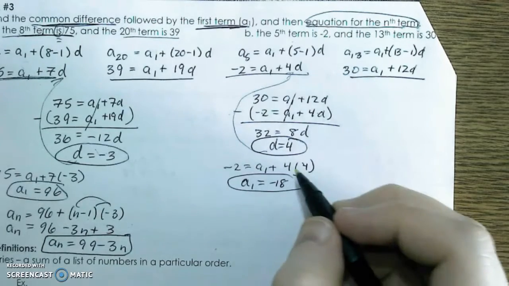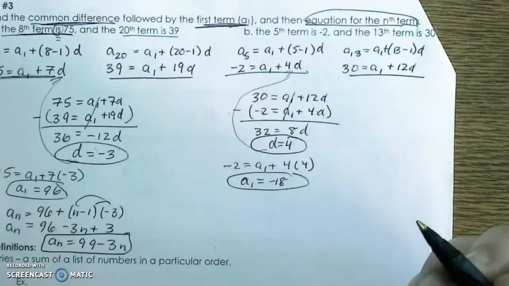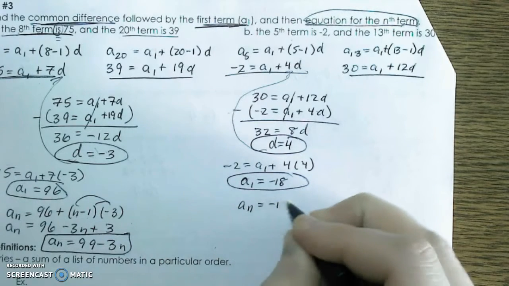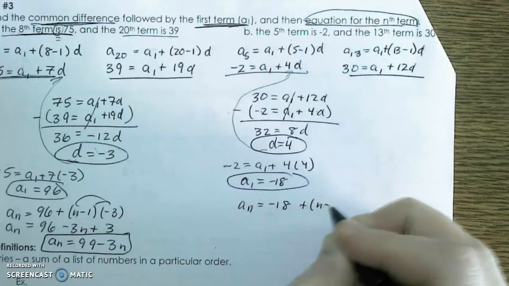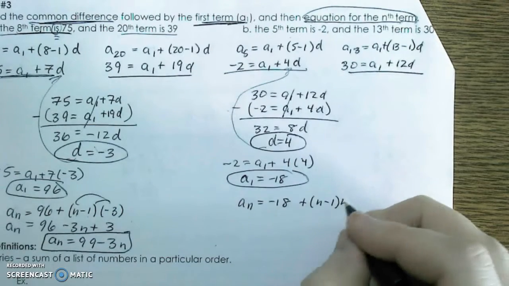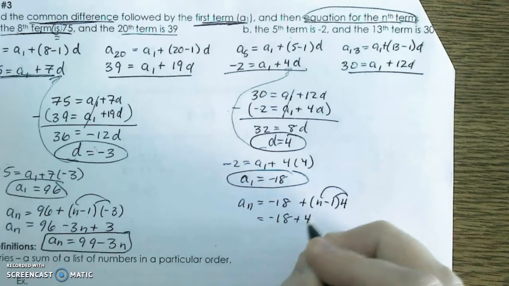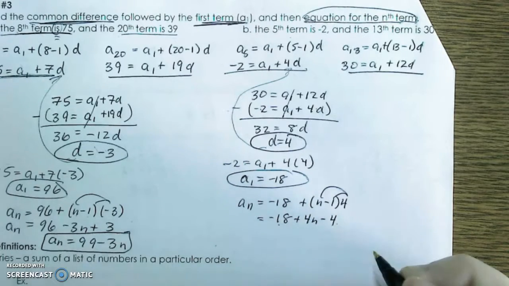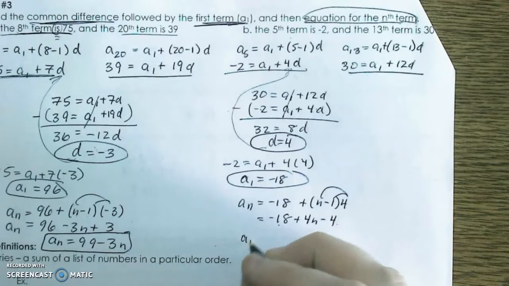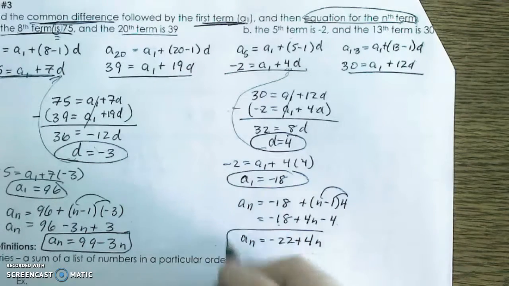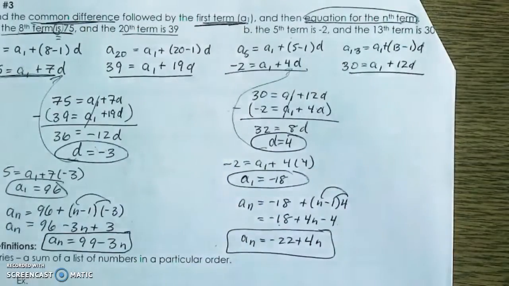And now that we have those two pieces of information, we can find the equation of the nth term. So a sub n is -18 plus n minus 1 times our common difference 4. Distribute it. Collect your like terms, -18 and -4 make -22. And that is your equation of your nth term.